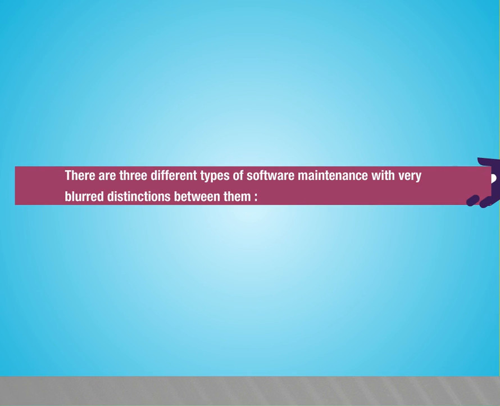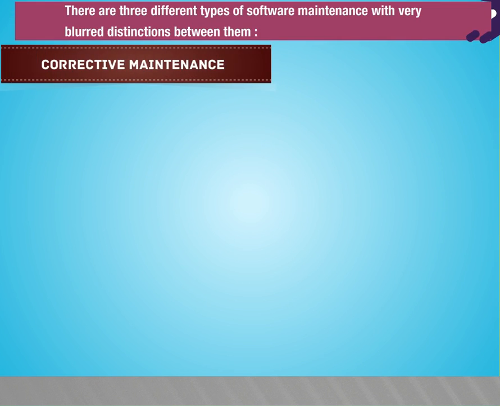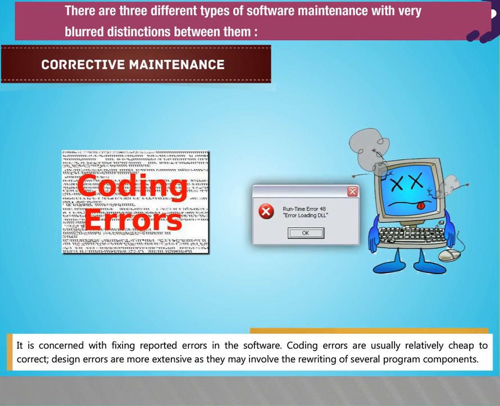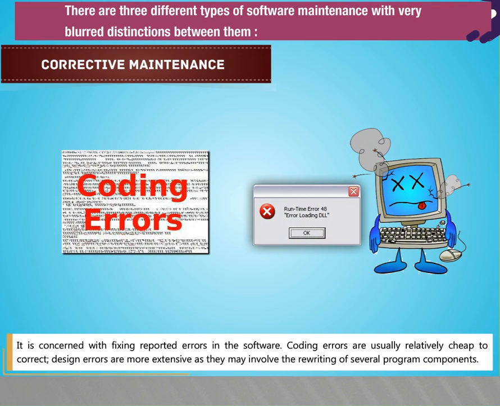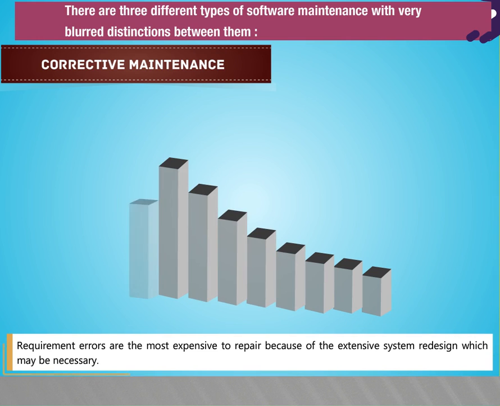There are three different types of software maintenance with very blurred distinctions between them. Corrective maintenance. It is concerned with fixing reported errors in the software. Coding errors are usually relatively cheap to correct. Design errors are more extensive as they may involve the rewriting of several program components. Requirement errors are the most expensive to repair because of the extensive system redesign which may be necessary.